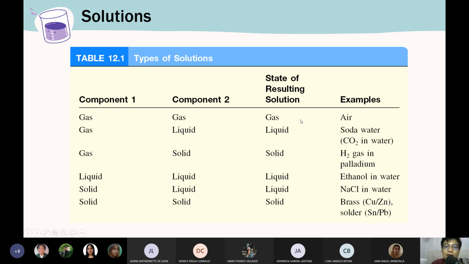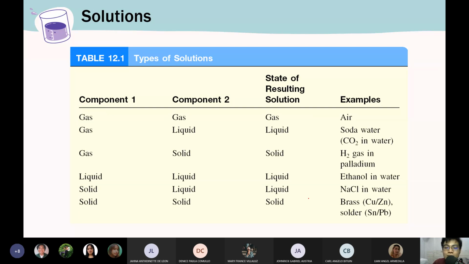Ano ba yung nasa air? It's nitrogen, oxygen, carbon dioxide, yung niluto na adobo, hininga nyo, di ba? Mga pabangos, etc. So all of those things are mixed in the air and they appear to be homogeneous. Kapag walang mga dust particles. So that is an example of a solution in the gas phase.